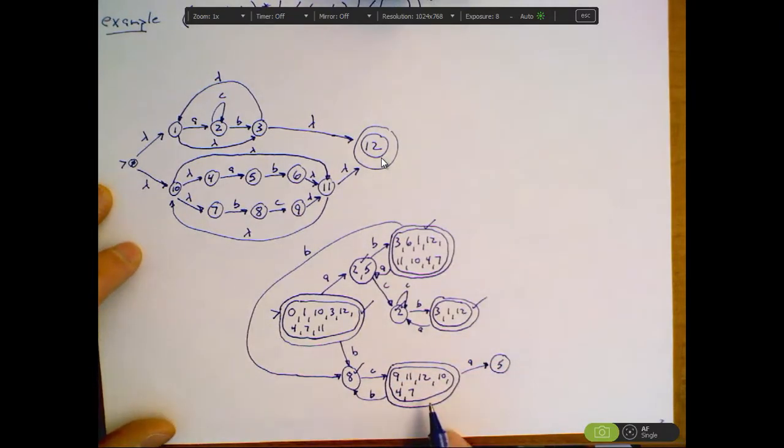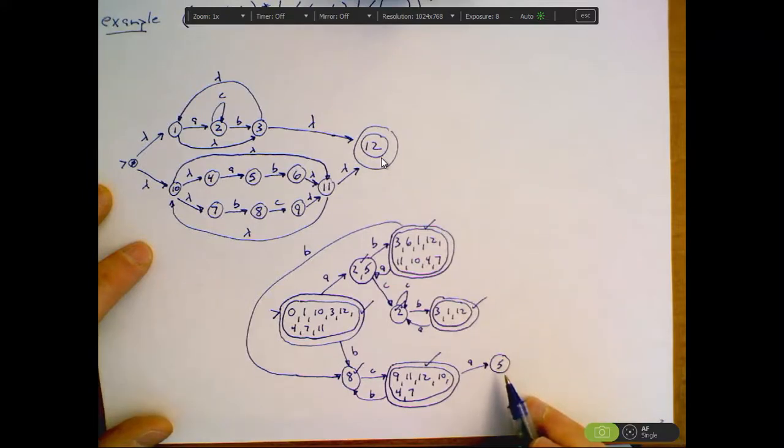Okay, what about C? Again, these only have lambda arcs on the top, 4 and 7. No, there's no C arcs. Okay, so it takes care of that state. So now we have to look at 5, the set containing only 5.